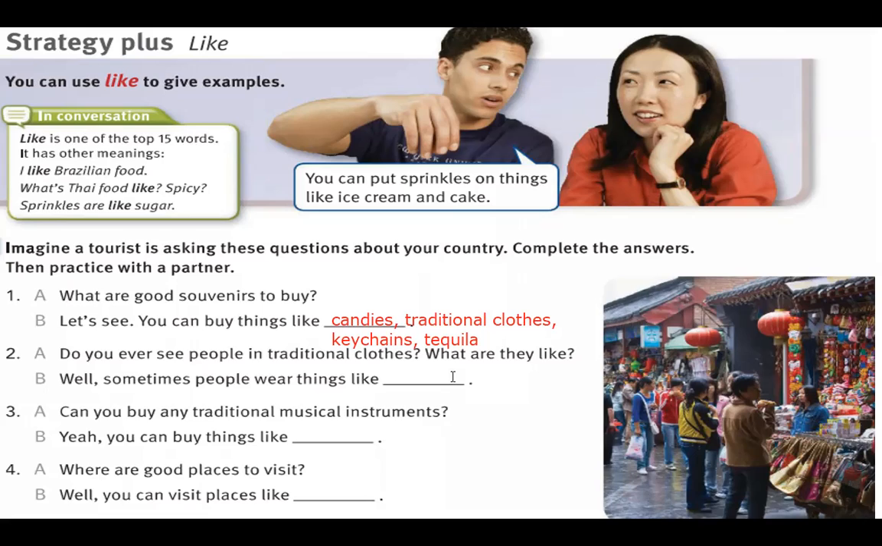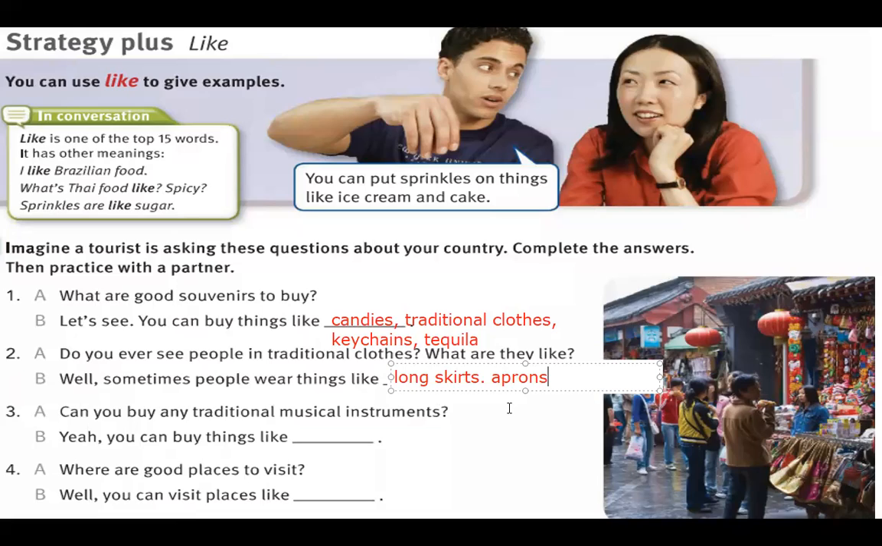Okay, number 2. Do you ever see people in traditional clothes? What are they like? Well, sometimes people wear things like long skirts and aprons. What is aprons? Aprons is what the ladies use in the front when they are cooking, usually, but it's also part of a traditional outfit. Mandiles. Delantales. Yeah, some people wear them.